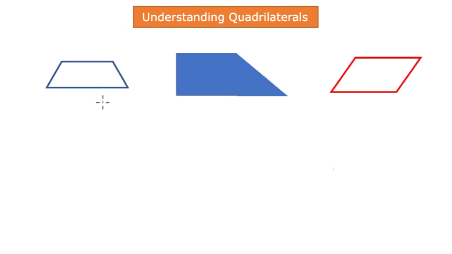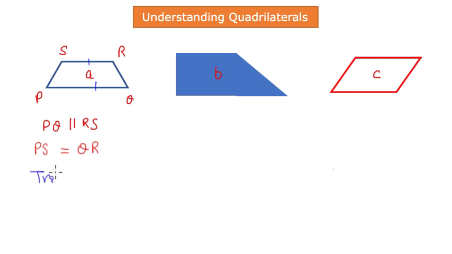Now take a look at these three shapes. There is shape A, shape B, and then shape C. There are some similarities and some differences between these shapes. Starting with shape A, if I label the four vertices P, Q, R, and S, I notice that line segment PQ is parallel to line segment RS. And the other condition is that line segment PS is equal to line segment QR. It is not parallel but equal to each other. Such a shape, in which you can find one pair of lines that are parallel to each other, is called a trapezium.